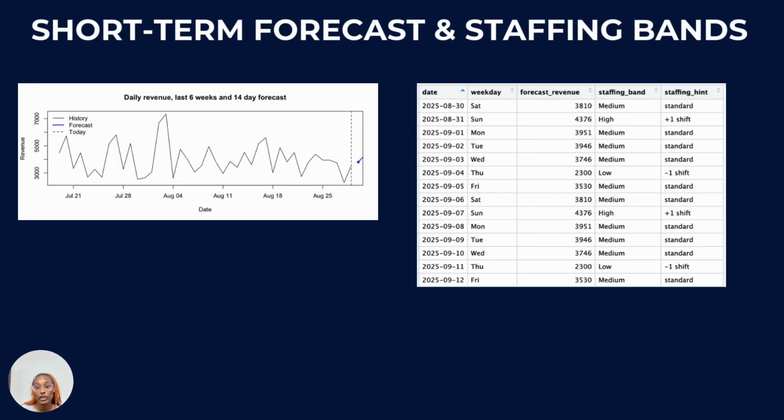For planning, we convert the forecast into three bands. High means add a shift, medium is the standard plan, low means remove the shift or move hours into the 11 a.m. to 3 p.m. window. This turns analytics into a one-page run sheet every Monday. It also reduces overtime on slow days and shortens lines on peak days.